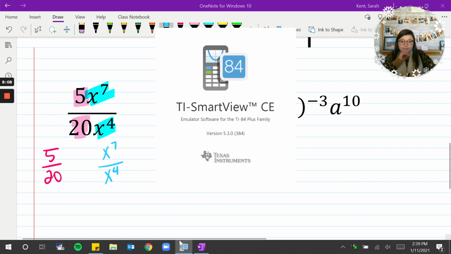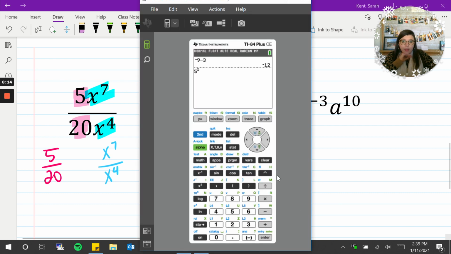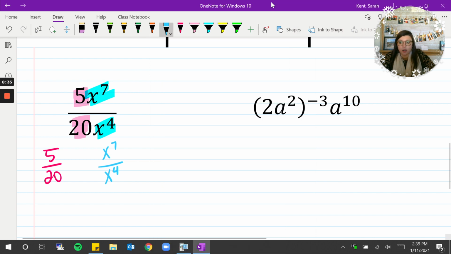So, here we go. I can type in the fraction 5 over 20. Alpha y equals, enter, I get my fraction. I type in 5 over 20. When I press enter, it gives me a smaller fraction. So this 1 over 4 is what I'll use in my answer.